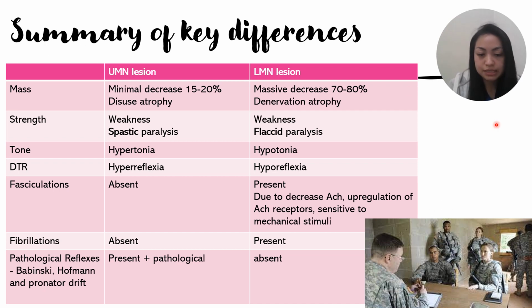Okay, so let's summarize the key differences between upper motor neuron lesions and lower motor neuron lesions. Starting with muscle mass. So we know that there's going to be a decrease in muscle mass for both of them, but in upper motor neuron lesion it's going to be less significant. And the atrophy that we're going to see in upper motor neuron lesion is called disuse atrophy. Okay, so there's minimal decrease in muscle mass, around 15 to 20%. It's disuse atrophy because I lose that voluntary control or ability to contract my muscles. So I'm not using it, so I lose it.